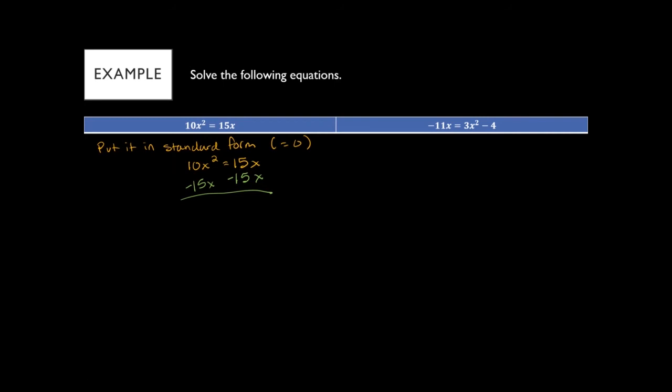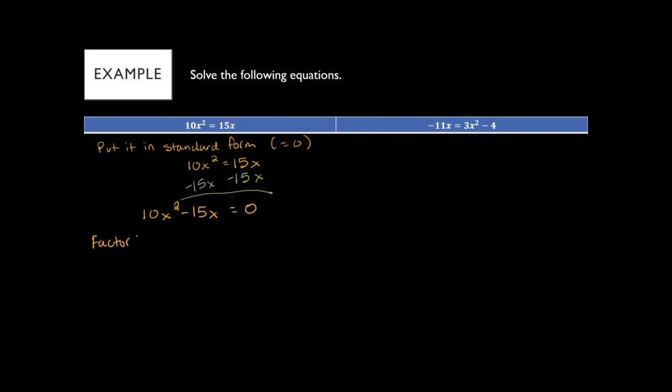Now 10x squared minus 15x, these are not like terms, so we now have two terms on the left. We have 10x squared minus 15x equals 0. So we've moved that 15x, we've put it on the left, so now we have a minus 15x.